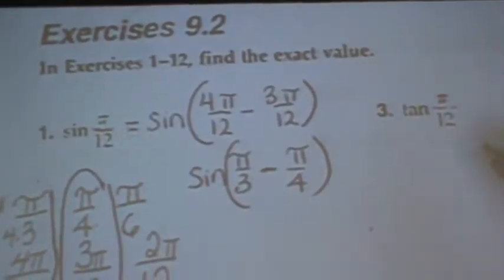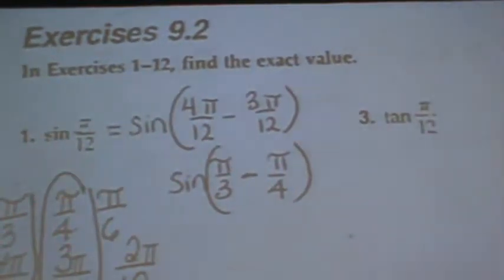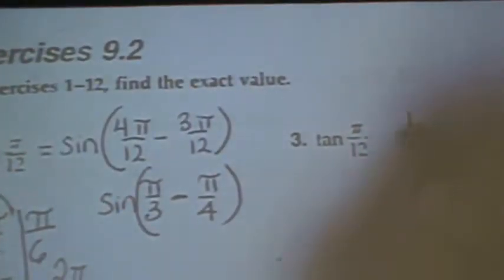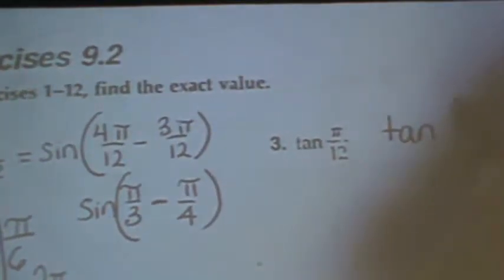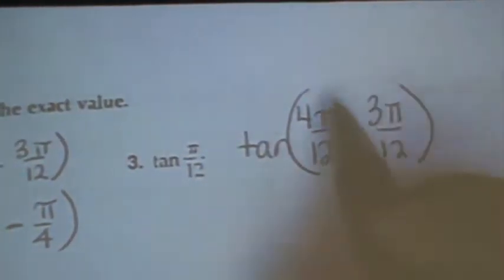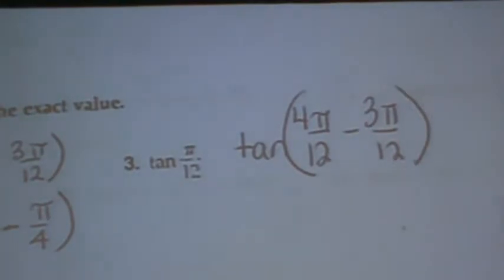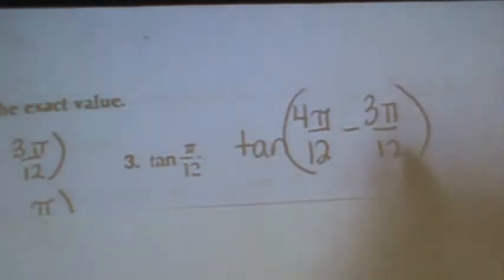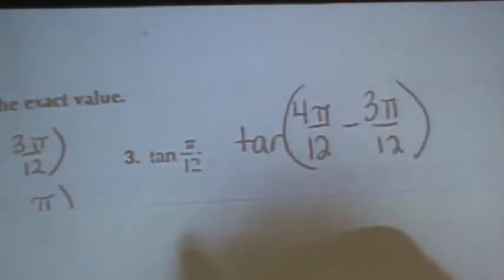Okay, number 3. Number 3, we still want to use, we can use these same angles to get pi over 12. So we can just go ahead and go tan of 4 pi over 12 first, minus 3 pi over 12, because that gives us pi over 12. Okay, so 4 pi over 12 is what?